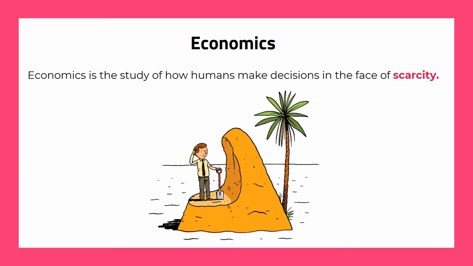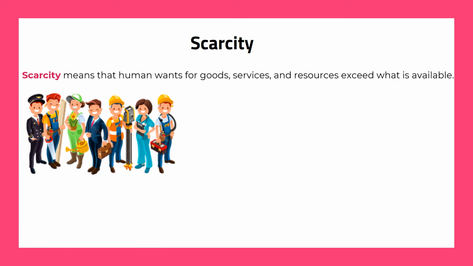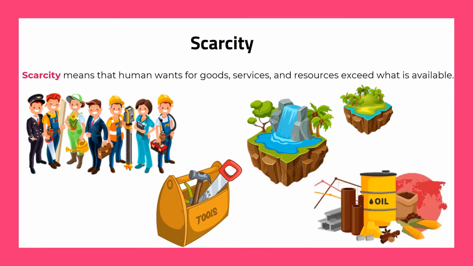Economics is the study of how humans make decisions in the face of scarcity. This can be individual decisions, family decisions, business decisions, or societal decisions. If you look around more carefully, you will see that scarcity is a fact of life. Scarcity means that human wants for goods, services, and resources exceed what is available. Resources such as labor, tools, land, and raw materials are necessary to produce the goods and services we want, but they exist in limited supply.